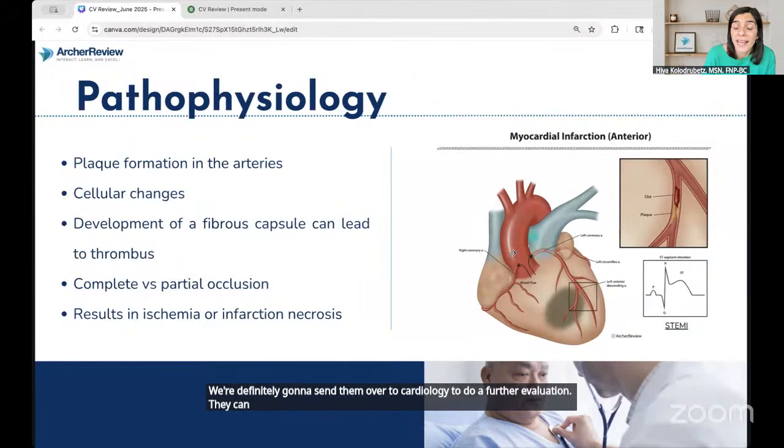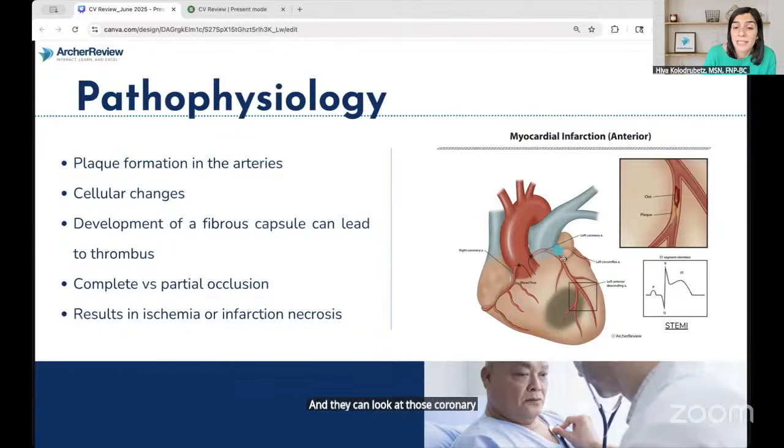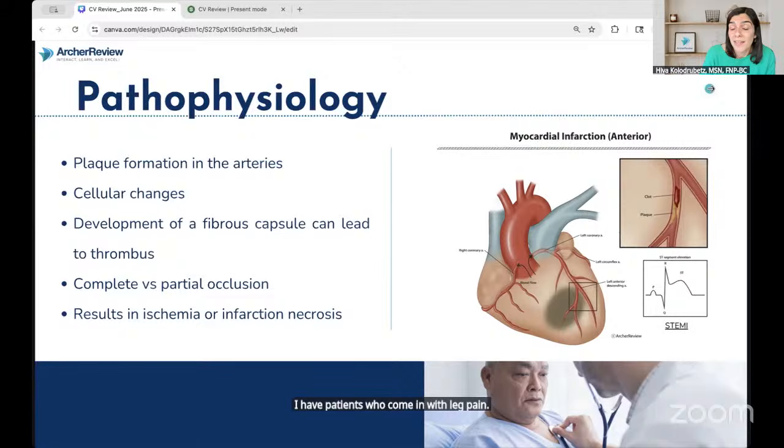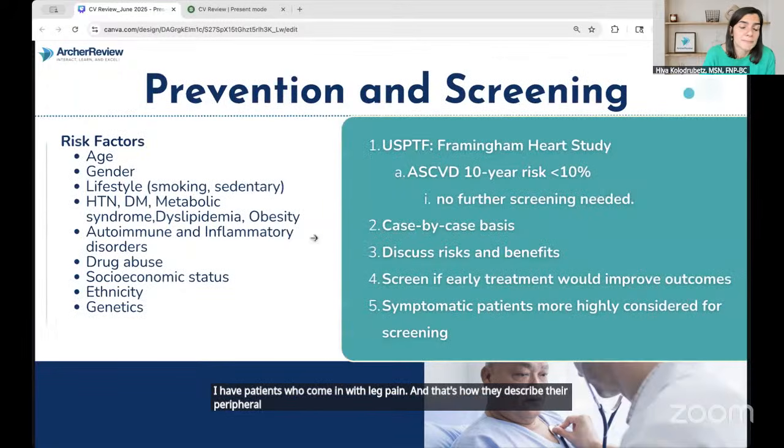They can do cardiac CTs now, which are pretty non-invasive, and they can look at those coronary arteries. It really lights it up. And they can also look at their peripheral arteries. So the same thing happens in their peripheral arteries that happens in their coronary arteries. They start to get that plaque formation. So I have patients who come in with leg pain, and that's how they describe their peripheral artery disease.